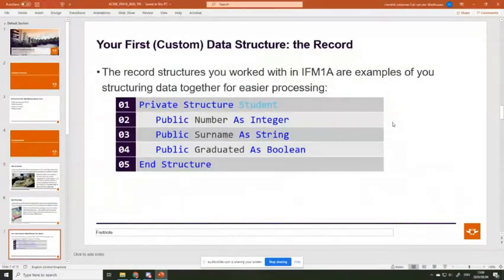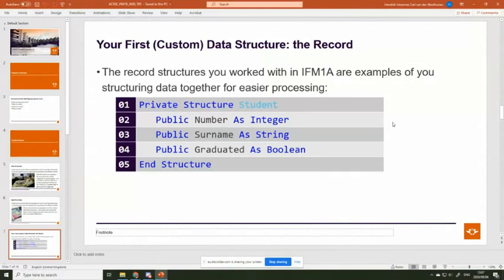So a data structure that you're already used to is the record structure. The record structures you worked with in 1A are some of the examples of storing information together to make it easier to store them and to access them. So with your record structure, you combine the information into a category. In this case, we've got a student, and the information about the student, the student number, the surname, and whether the student has graduated or has yet to graduate is stored.